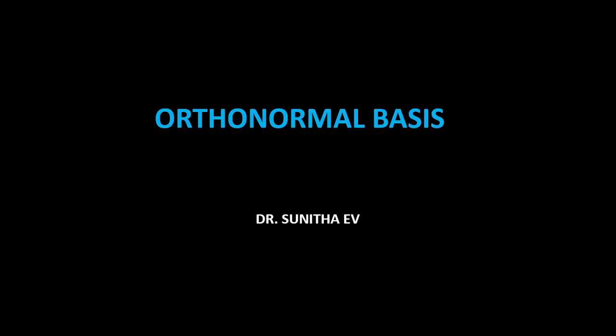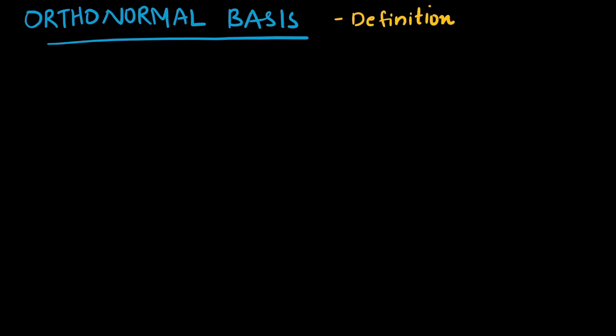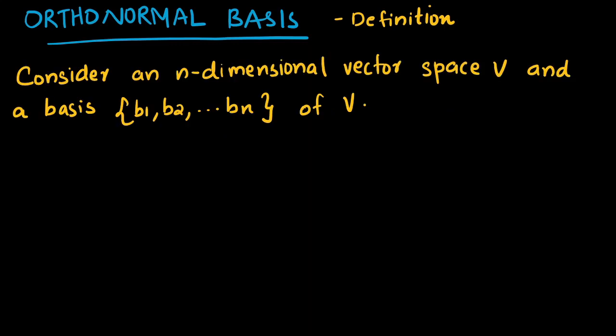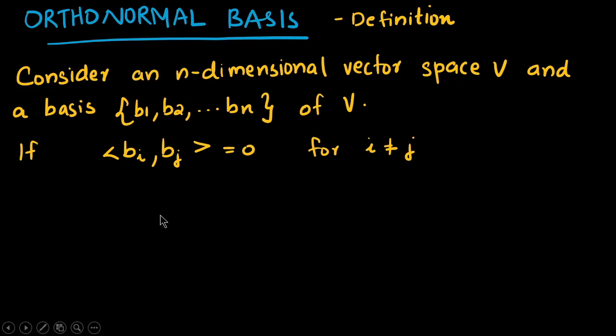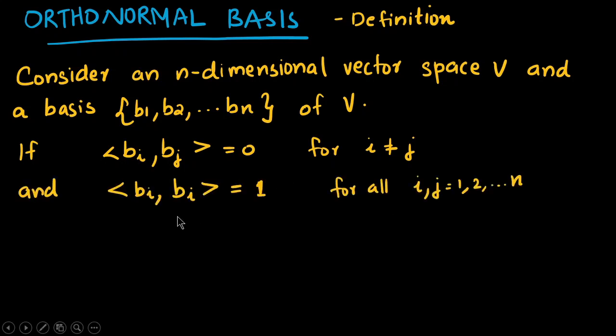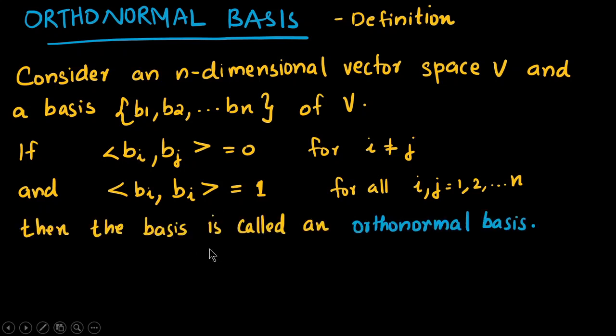Bases. Okay, what are orthonormal bases? So the definition goes like this: consider an n-dimensional vector space V and the basis v1, v2, up to vn of V. The first condition is if the inner product of vi, vj is equal to 0 for all i not equal to j, and the inner product of vi with vi is equal to 1 for all i, j equal to 1 to n, then the basis is called an orthonormal basis.